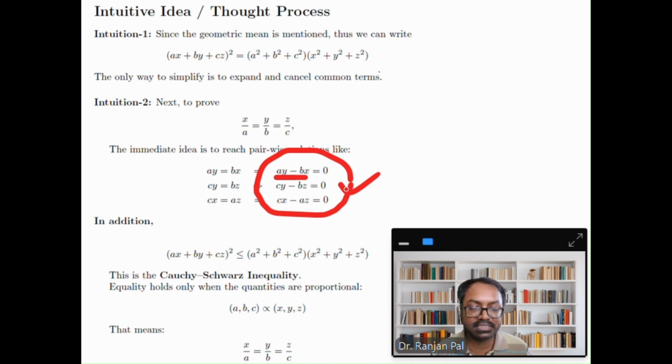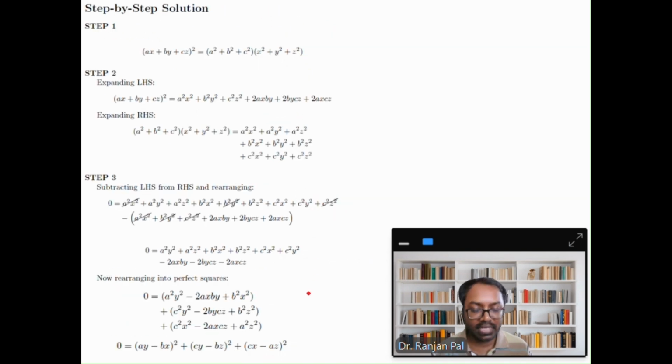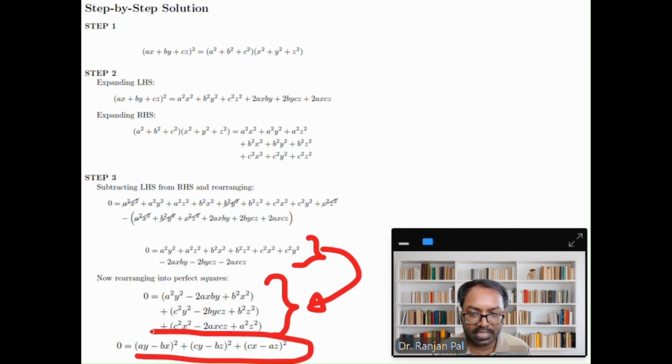Likewise, cy minus bz the whole square, and likewise, cx minus az the whole square. And by applying this logic, you can arrive at this equation. That is, you can convert this long expression into perfect squares and arrive at this particular equation. And ultimately, you will get this particular value.